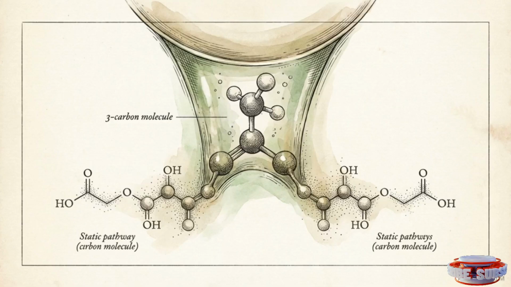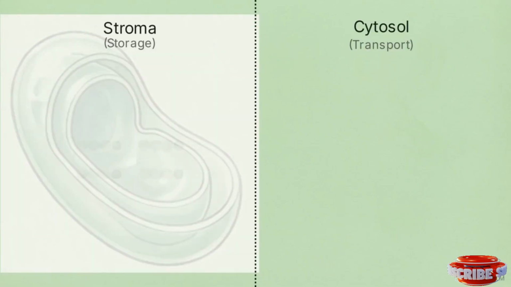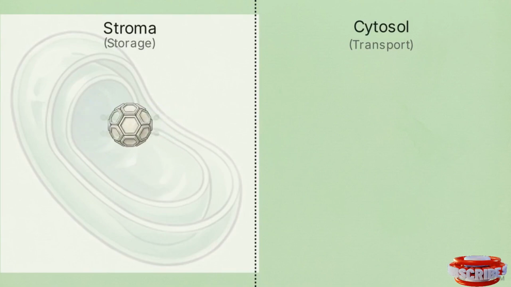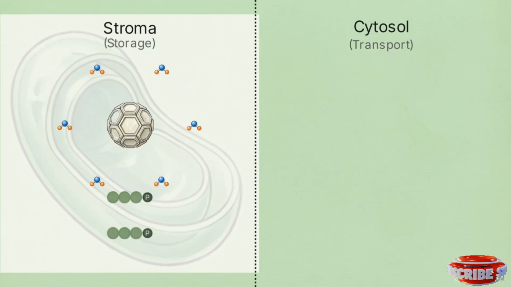The surplus G3P is chemically unstable and is immediately partitioned into 2 distinct biosynthetic pathways. In the stroma, G3P is converted into glucose 6-phosphate and polymerized into insoluble starch granules. Storing carbon as starch allows the chloroplast to act as an osmotic buffer. It stockpiles energy without altering the stroma's solute concentration, which would otherwise inhibit the enzymes.